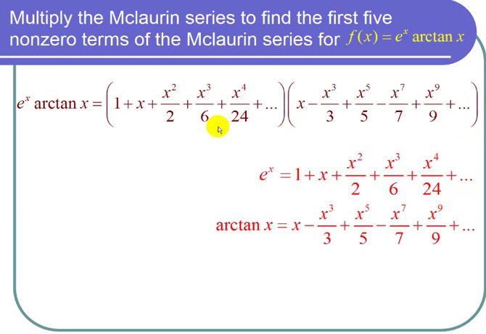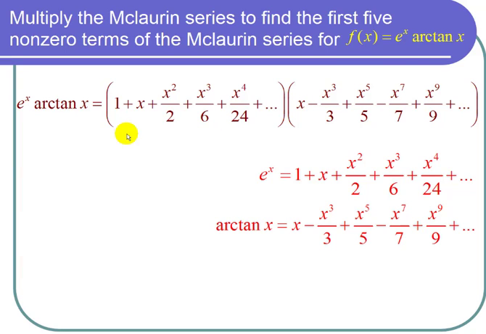So I look at this and I just do a gigantic FOIL, which means I distribute the 1 through all of these terms, the x through all of these terms, the x squared over 2 through all these terms, etc. But that'll take forever. Fortunately, I only need the first 5 non-zero terms. So I'm going to look at this degree by degree. First, for degree 0, we don't get any because the second factor starts with an x. So everything's going to be at least of power 1 of x.